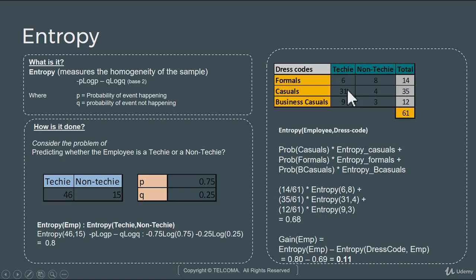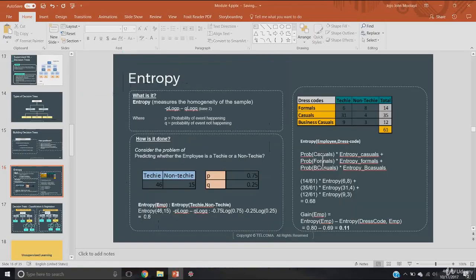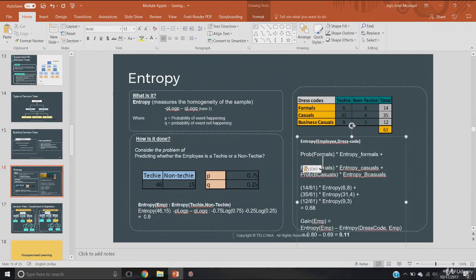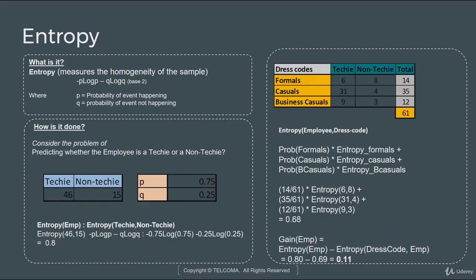okay, this should be, one second, I'll just make a small correction over here. This just got reversed. I'll just make it simple. So let's follow the same process: formals, casuals, and business casuals. So this is formals, yeah, now it looks better. And then you have casuals, and then you have business casuals.